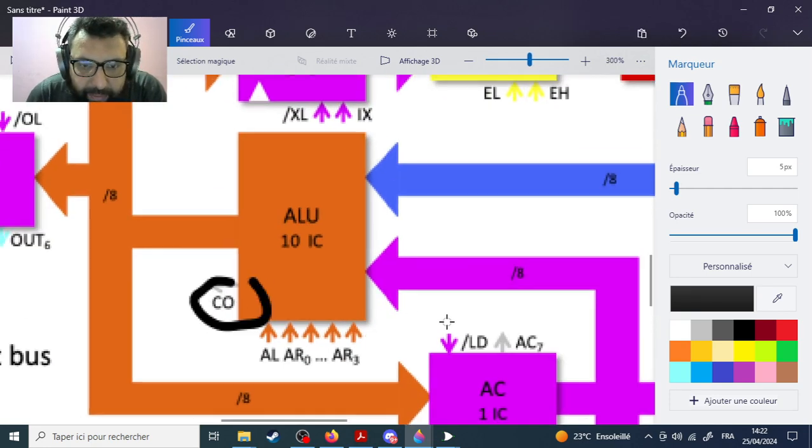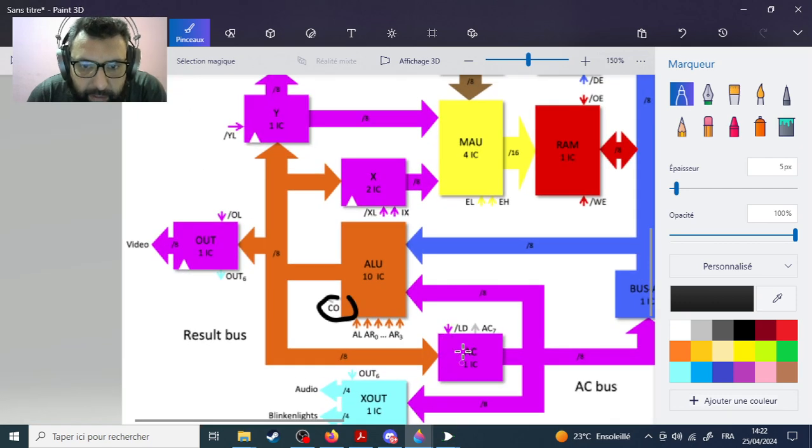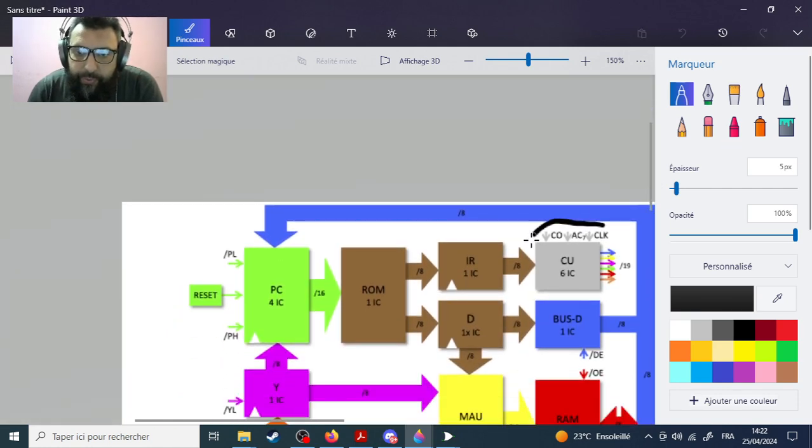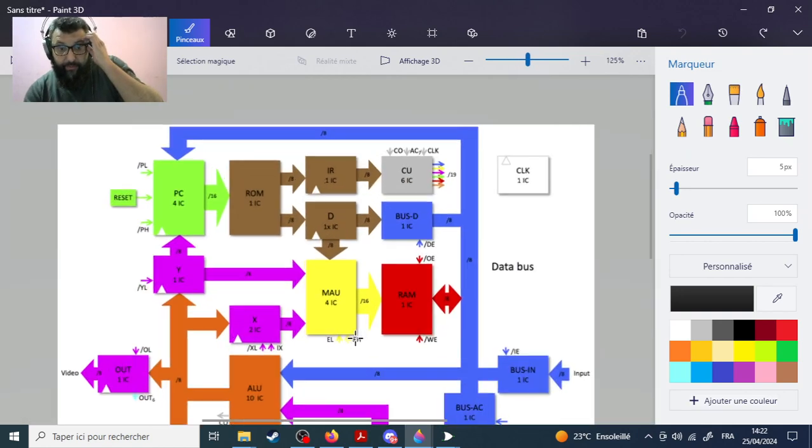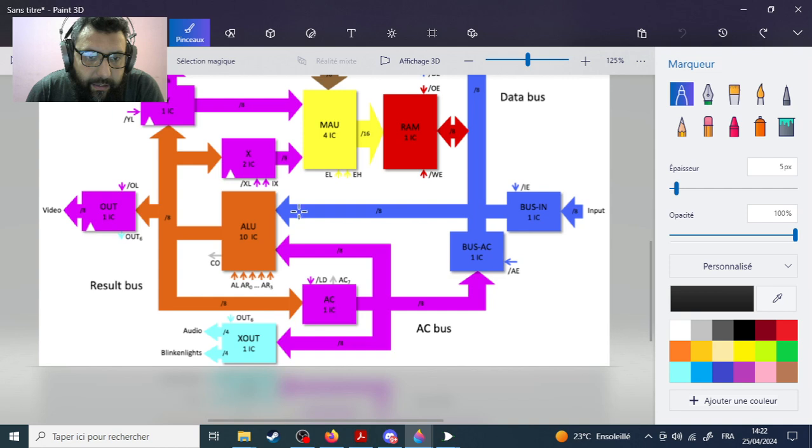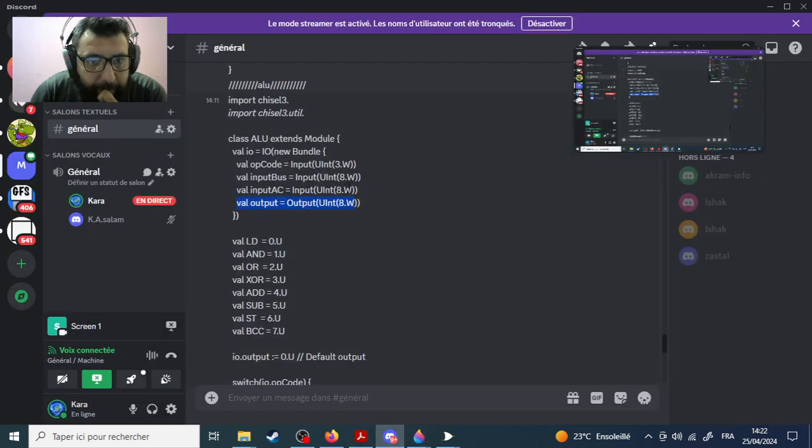We have the 7 bits here. Yes, we will get it from the AC. We need those two signals to put inside the CU to use them in comparison. In the branch instruction BCC, they are used on BCC. Okay.